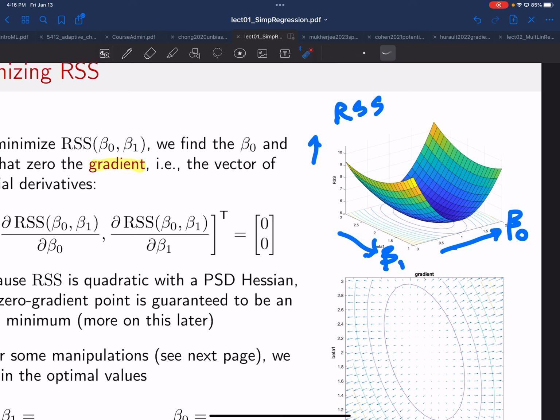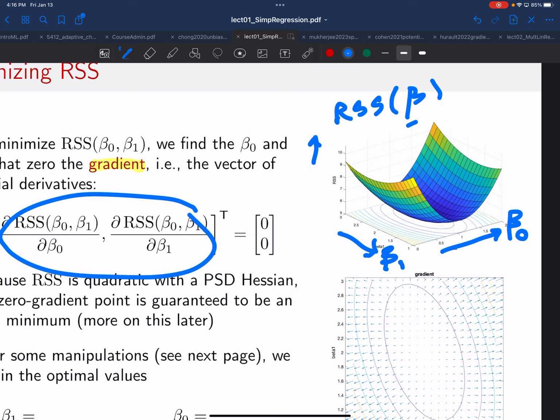And so as I move this little vector beta around, I get some point in that horizontal plane. That leads me to a value of this function. Okay, so imagine that you are sitting somewhere on that surface. If you look for the direction that is pointing steepest uphill, that has the same direction as the gradient vector.